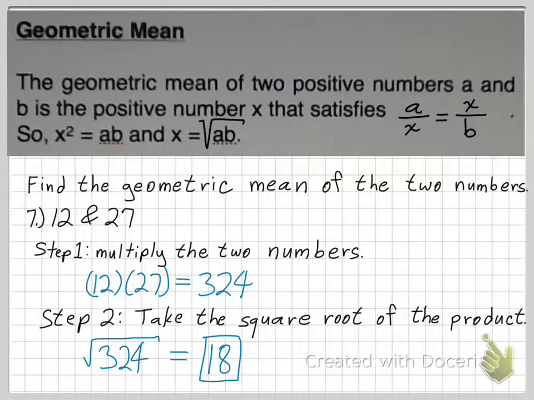Again, the geometric mean of 12 and 27 is 18. And all I did to find that out is multiply the two numbers and then take the square root. So just remember that. Geometric mean, multiply, take the square root. So let's try that one more time. Let's say the two numbers are 10 and 2.